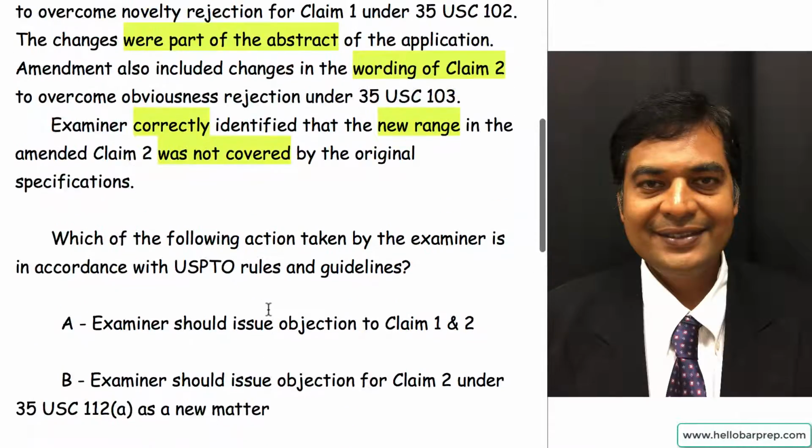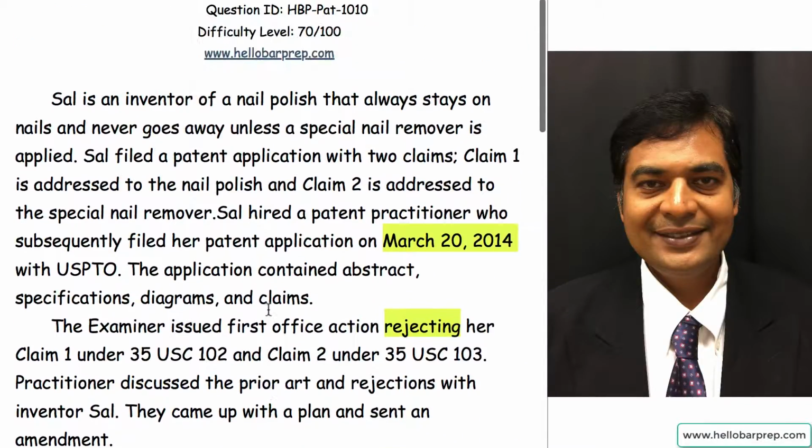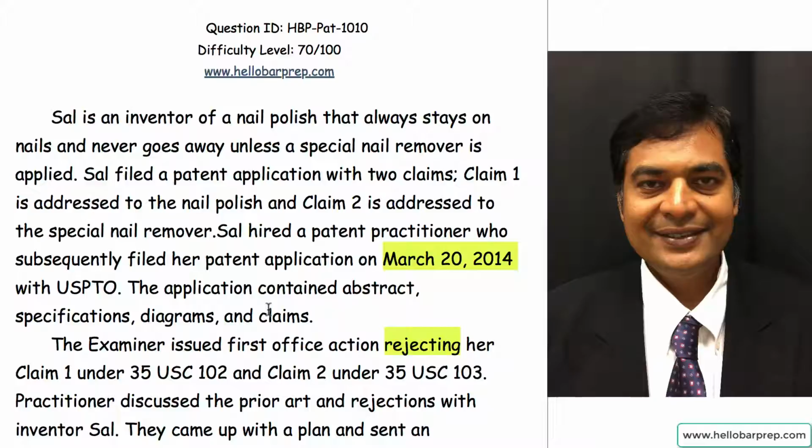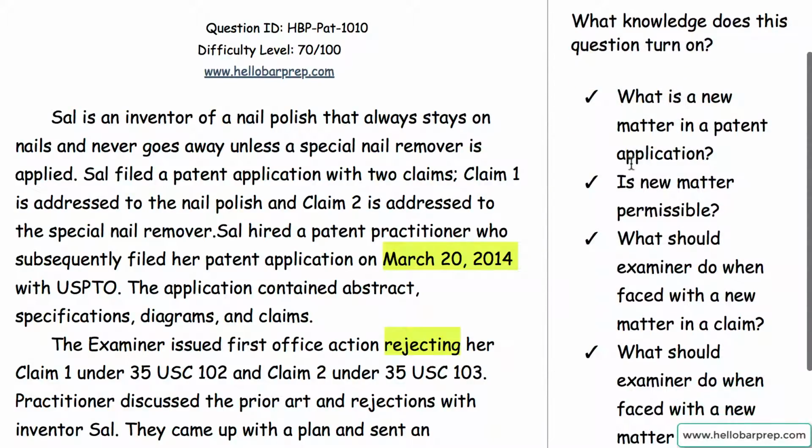So let's pause for a second and understand, what does this question turn on? What patent law knowledge is necessary to answer this question correctly? So let's make a list and go through that. On your right, we have that list. This question turns on, what is a new matter in a patent application? What's a new matter? You need to know that to answer this question.